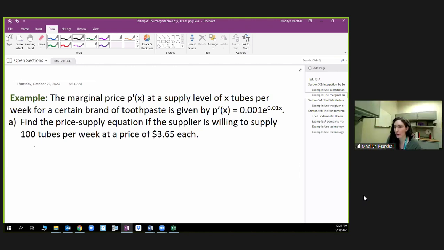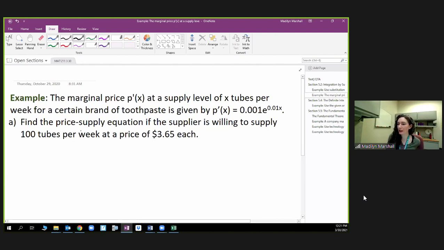Okay, so the marginal price. You just dropped something. Marginal price P prime at a supply level of X tubes per week for a certain brand of toothpaste is given by this function. So we have not talked about marginal price, but we've done marginal lots of other things. And so it's the same concept.